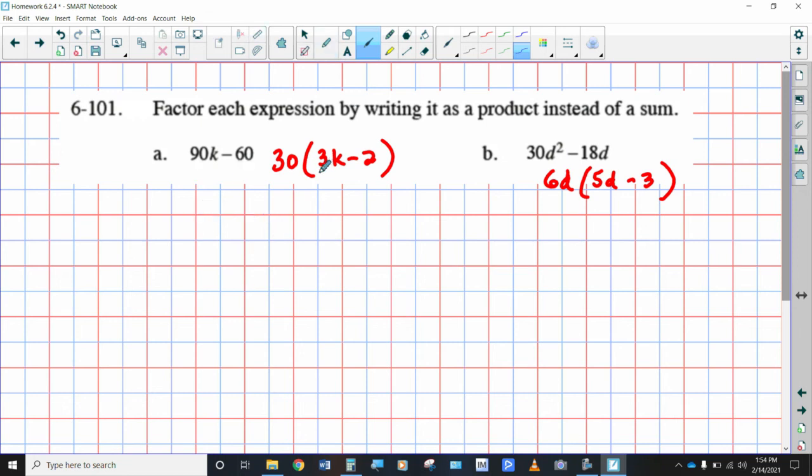Now, how do we know that's correct? Because if you send in the dive bombers and do the distributive property, 30 times 3K is 90K, and 30 times 2 is 60, and there's a minus sign in between those two terms inside the parentheses, so that's what we need. Here, same idea. What goes into both 18 and 30?